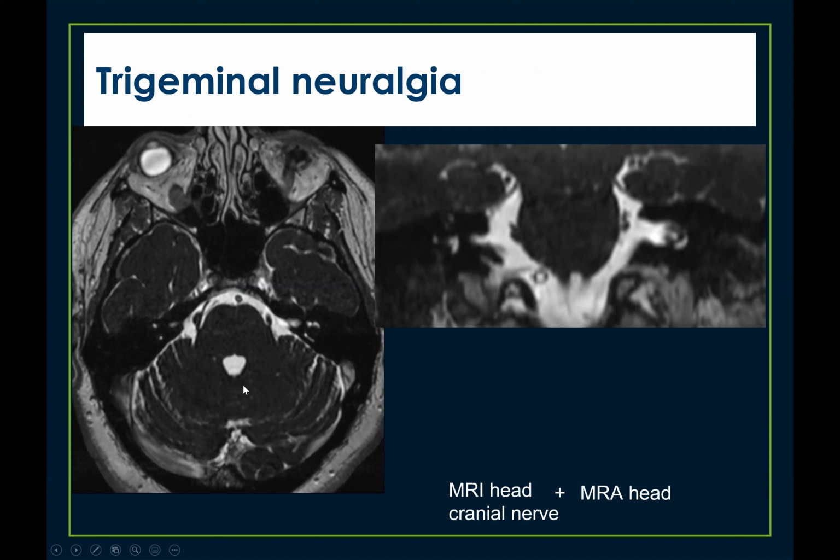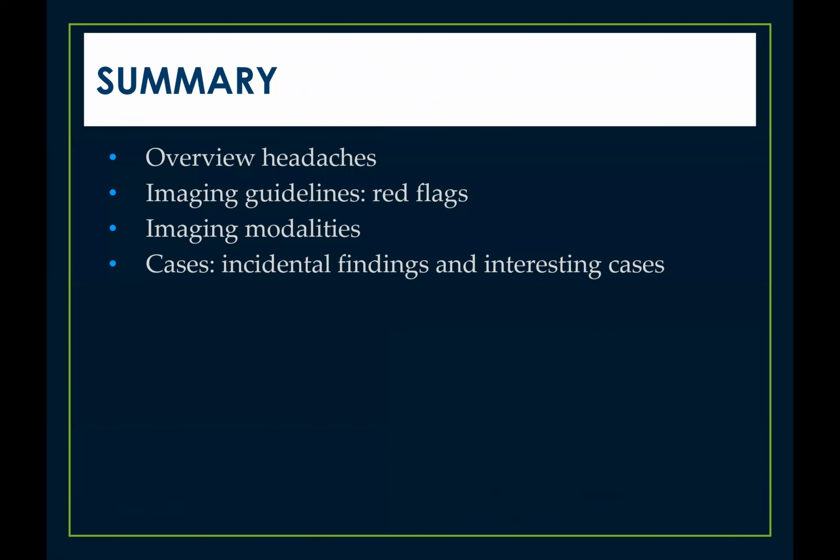The only problem is that sometimes we see that also in the contralateral side. This patient had right-sided trigeminal neuralgia, but the left side also shows the same findings. And sometimes we have these findings without symptoms. So clinical correlation is very important.